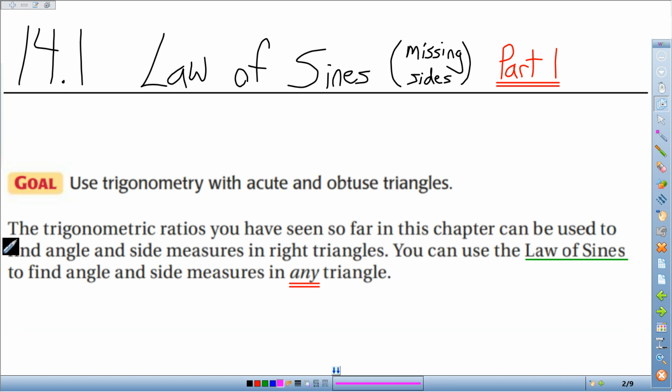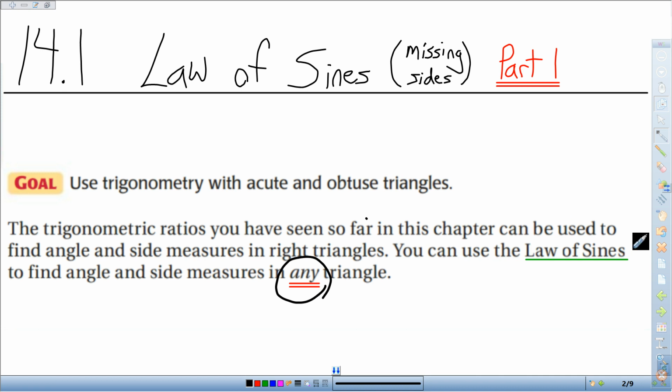And it kind of spells it out right here. It says the trigonometric ratios you have seen so far in this chapter, referring to chapter 13, can be used to find angles and side measures in right triangles. Okay, if you guys remember when we were using tangent, sine, cosine, we were always finding missing sides and angles of right triangles. Okay, they had to be right triangles. Okay, today it says you can use the law of sines to find angle and side measures in any triangle. Okay, we no longer need right triangles when we're using the law of sine.